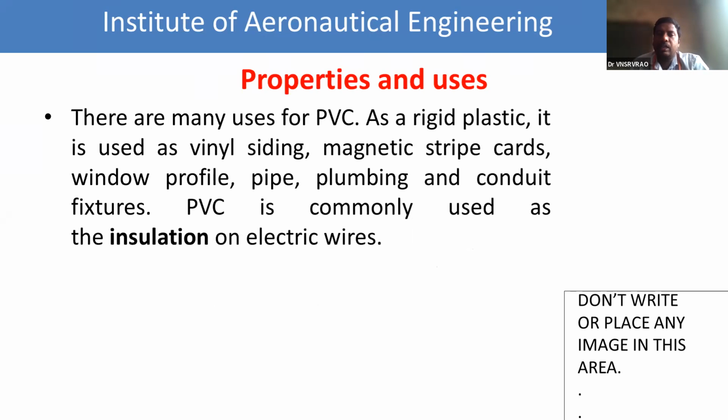And next one, there are many uses for PVC as a rigid plastic. It is used as vinyl siding, magnetic stripe cards, window profiles, pipe plumbing, and conductor fuses. And PVC is commonly used as insulation on electrical pipes. Okay, ma? An insulator means a substance which does not allow the passage of electricity through it. So for the coating of electrical wires, this PVC is used as a material.